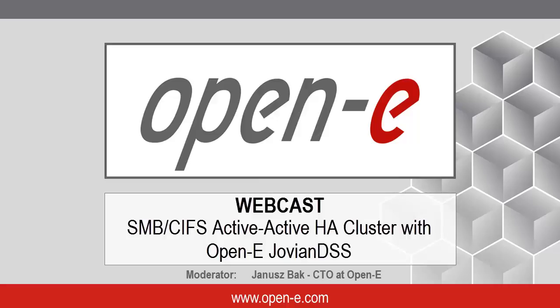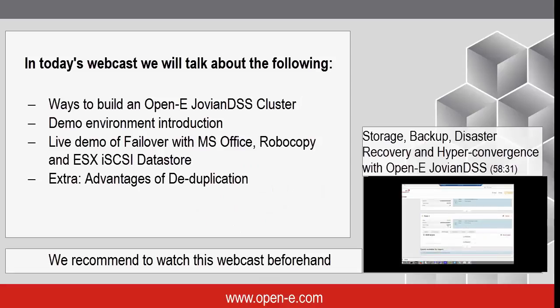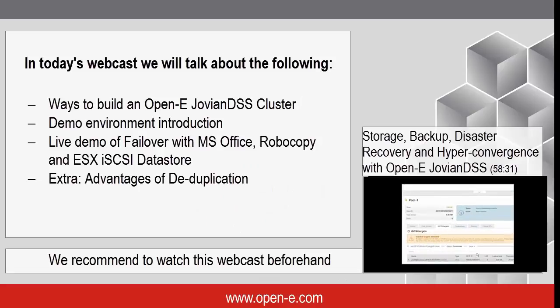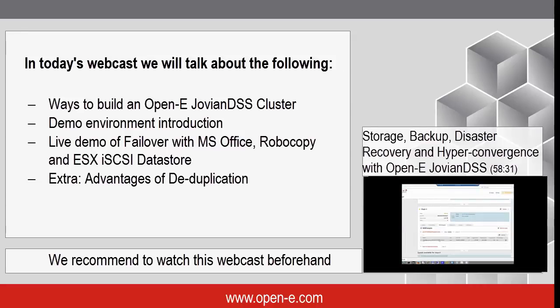Today we are going to talk about SMB, or maybe the old name, CIFS, and the active-active highly available storage cluster with Jovian Open, of course. So our agenda for today: first, a short introduction to how the cluster should be built. We have a few options here.